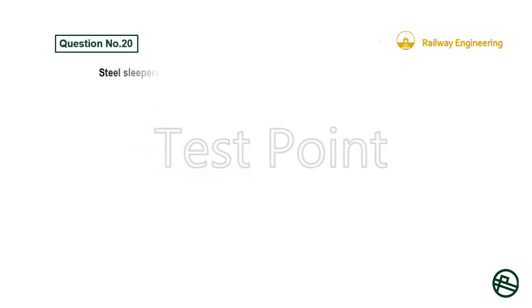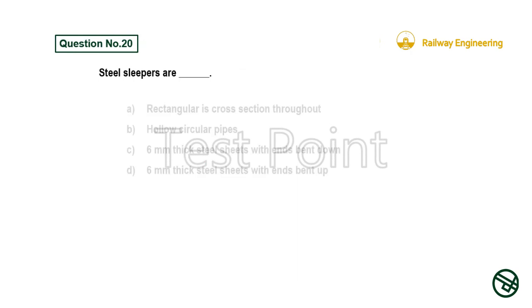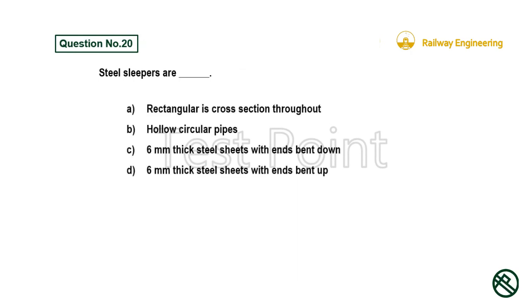Question number 20. Steel sleepers are: option A, rectangular in cross-section throughout. Option B, hollow circular pipes. Option C, 6 mm thick steel sheets with ends bent down. Option D, 6 mm thick steel sheets with ends bent up. Answer is option C, 6 mm thick steel sheets with ends bent down.